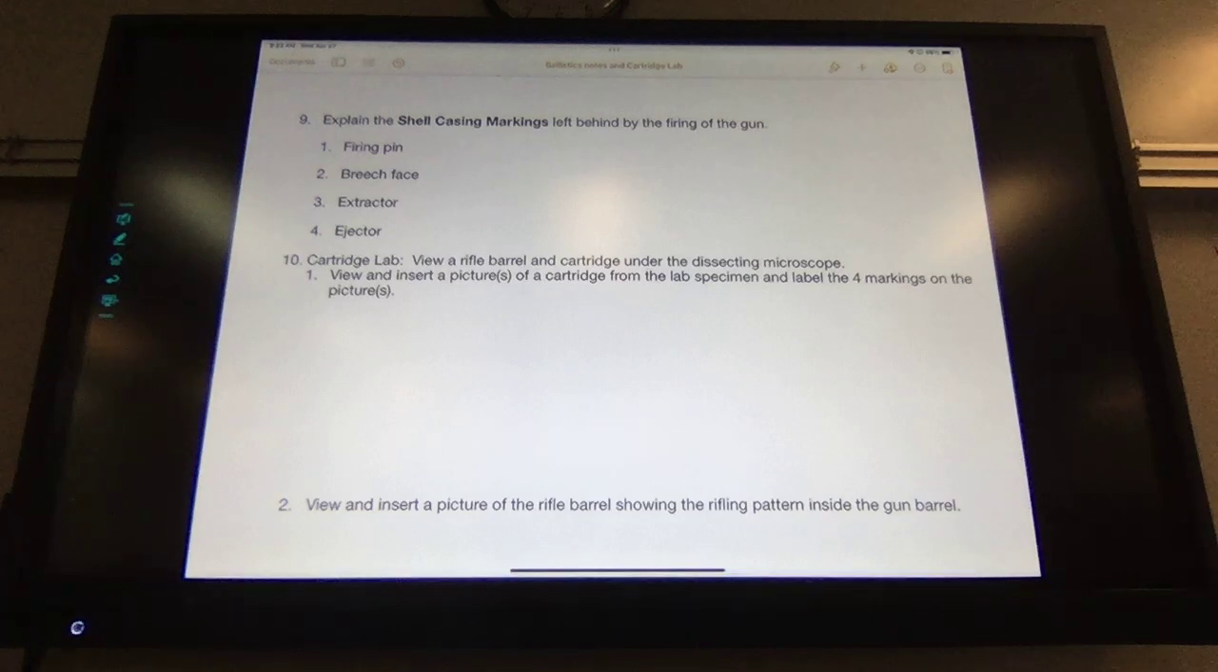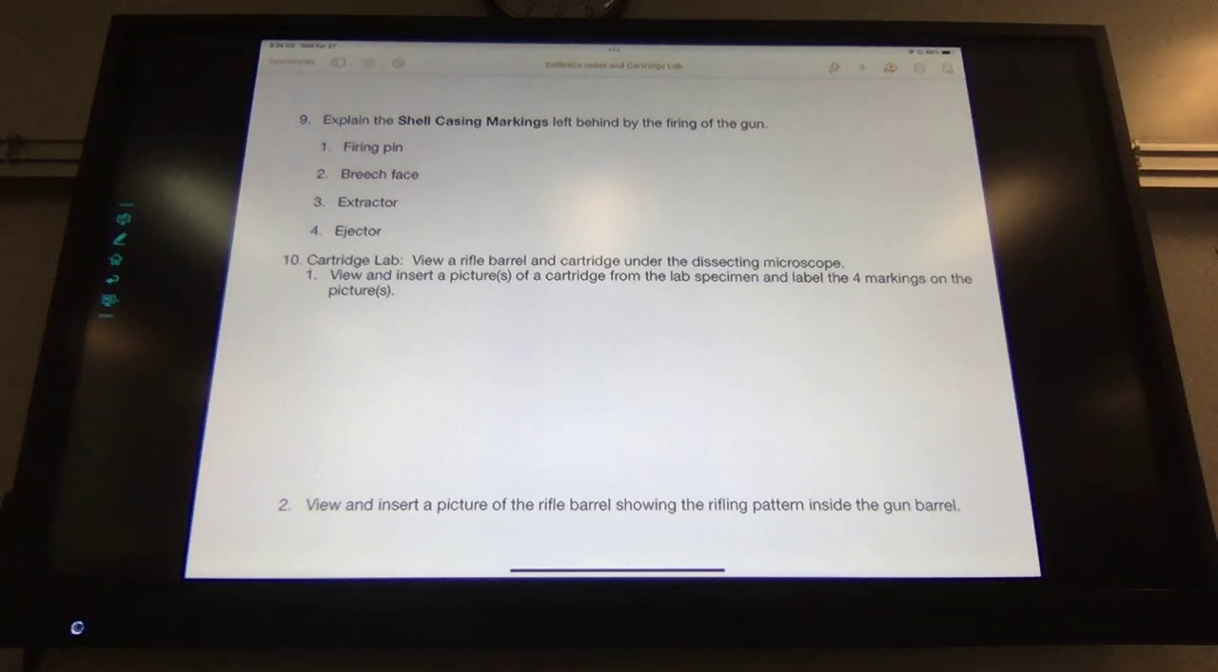I am going to show you question number 9. So in today's lab, you have to take a picture of the cartridge. That's why you have these microscopes. They're dissecting microscopes. And you have to take a close-up picture of it. You might be able to take a nice picture just with your iPad or with your phone without the microscope, but you could also take a picture right through the lens and you'll get a nice enlarged picture.